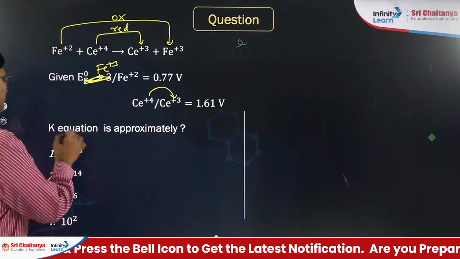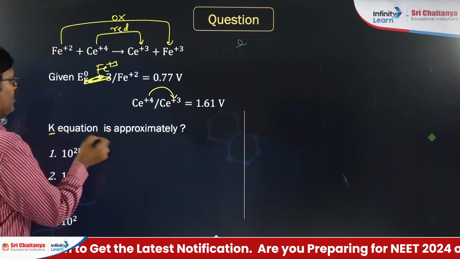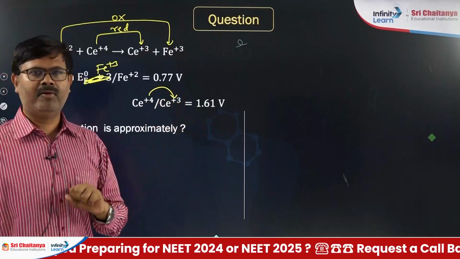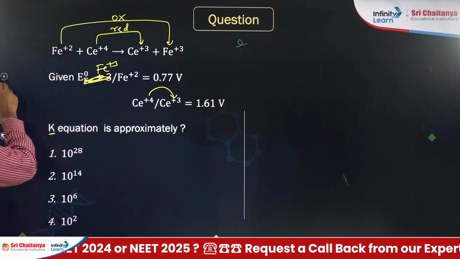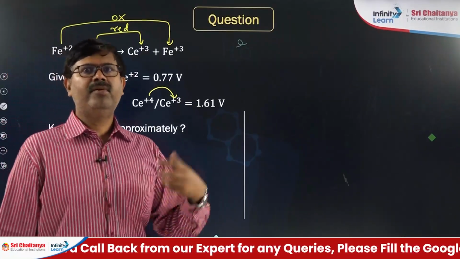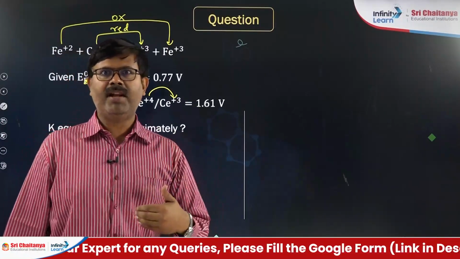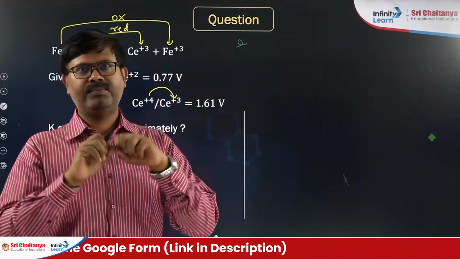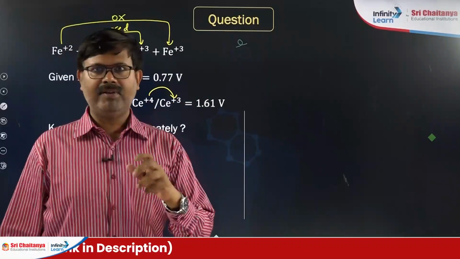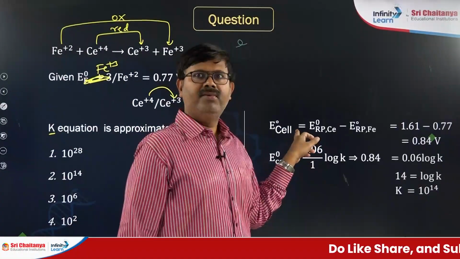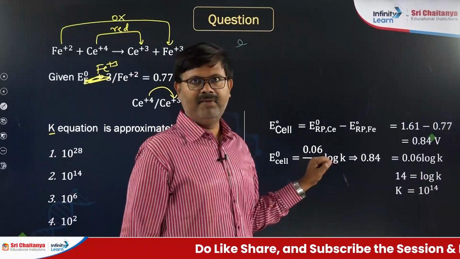And the equilibrium constant K of the equation is approximately how much? Now see, how do we get E0 of the cell? In the beginning slides we have seen the formula connecting the E0 of the cell and the equilibrium constant. By using that we can get the equilibrium constant. First let's calculate E0 of the cell, using which we will get the equilibrium constant.